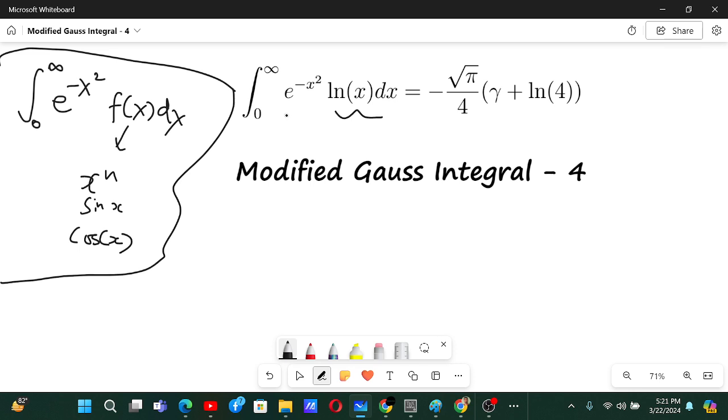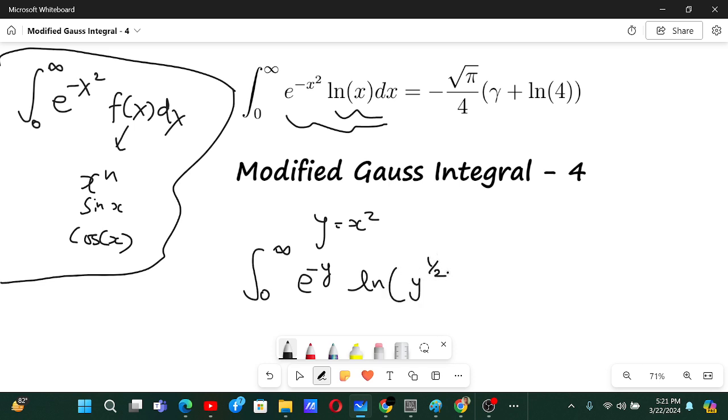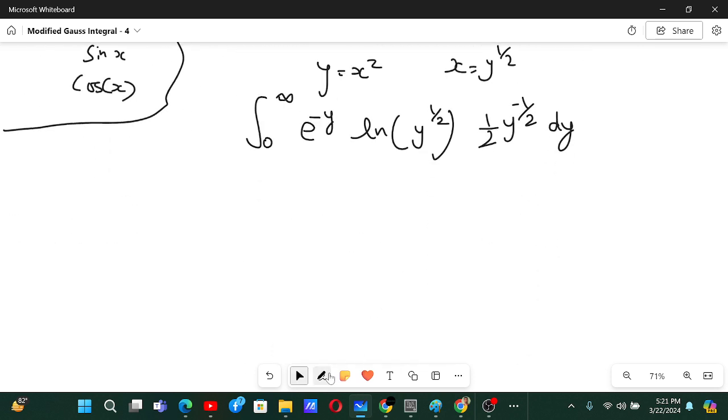First of all, let's try to change this to the gamma function kind of thing by substituting y equals x squared, and that will make things simpler. Integral from 0 to infinity e to the power minus y, ln of x is ln of y to the power 1 by 2, and x is y to the power 1 by 2, so dx is 1 by 2 y to the power minus 1 by 2 dy. Now take 1 by 2 outside, and from here also 1 by 2 comes in the front, so 1 by 2 times 1 by 2.